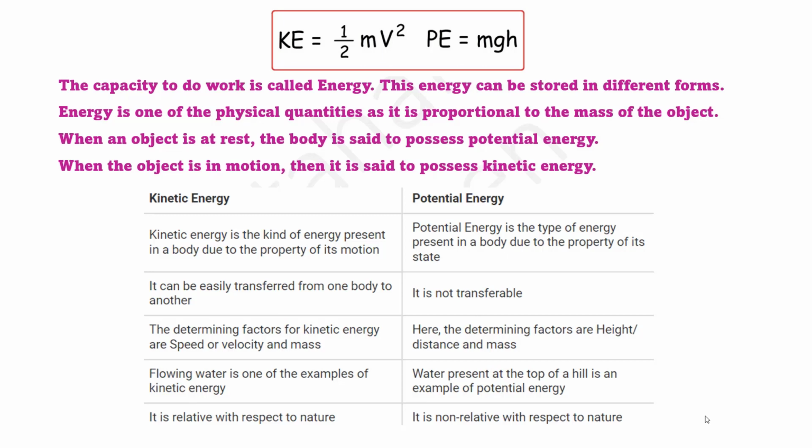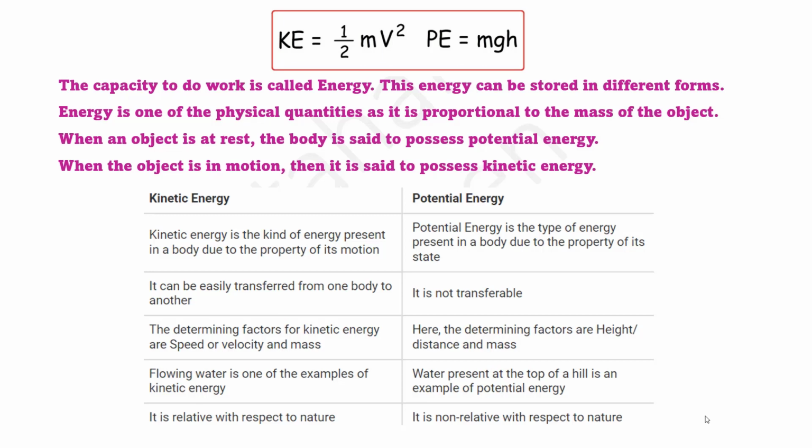When an object is at rest, the body will possess potential energy. When the body is moving or it is in motion, then that body will possess kinetic energy. The trick to remember is just the word kinetic. Kinetic means movement, right? So if the body is moving, then the energy possessed by that body is kinetic energy.